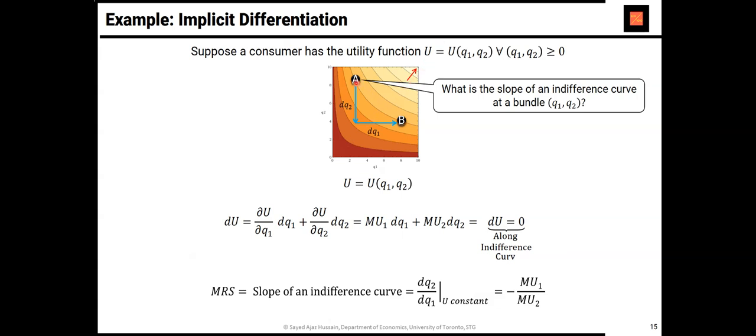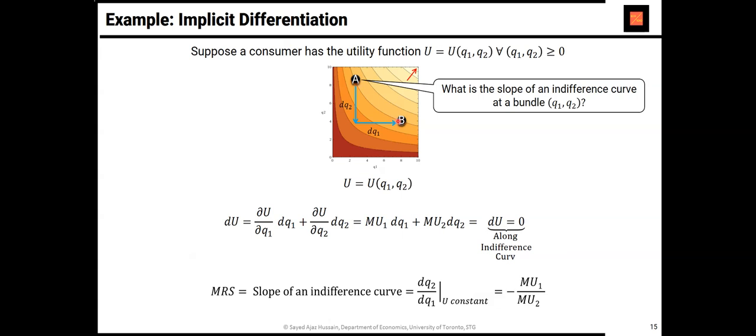Someone gives you a particular point Q1, Q2 and says, give me the slope of the indifference curve at this point. So you imagine, of course, the graph has exaggerated this. I imagine a tiny change in good number one. Now if good number one changes a tiny bit, to remain on the same indifference curve I have to change good two in a very precise manner. So good two can't change in just any way whatsoever. It has to adjust in a way so that the total change in utility is equal to zero.